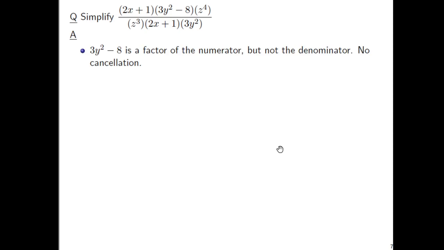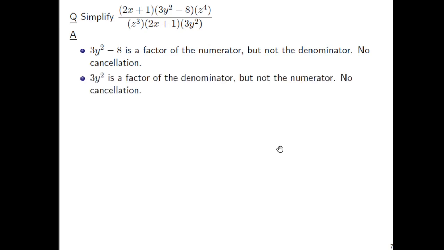Let's simplify (2x + 1)(3y² − 8)z⁴ all divided by z³(2x + 1)(3y²). Notice that 3y² − 8 is a factor of the numerator, right? The numerator is 3y² − 8 times other stuff, but 3y² − 8 is not a factor of the denominator, so no cancellation there.